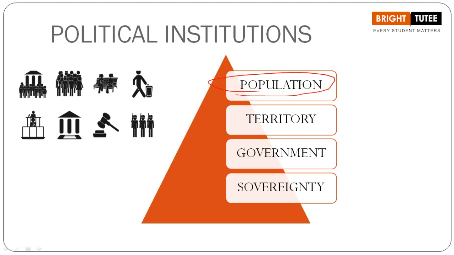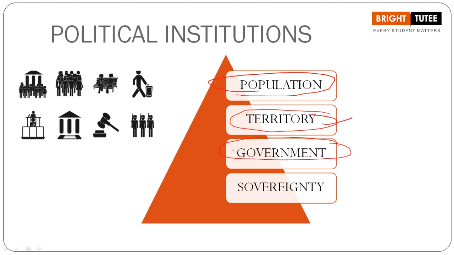Then we are talking about territory. The term territory itself definitely becomes an essential pillar, right? Defined area in which people are living. The third and the most important, we can say, essential pillar here is government. Can you imagine any state without any government?